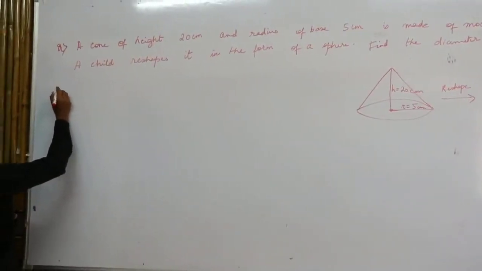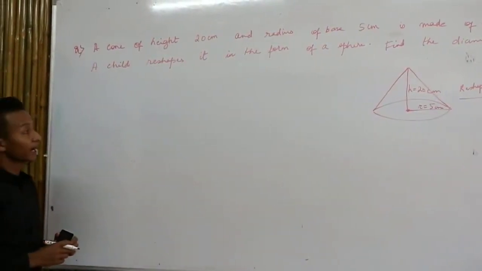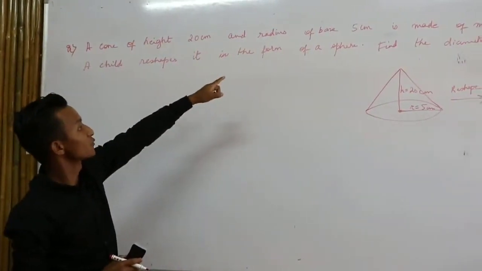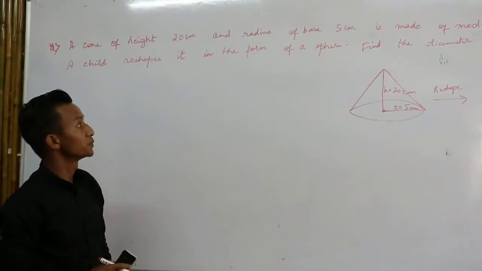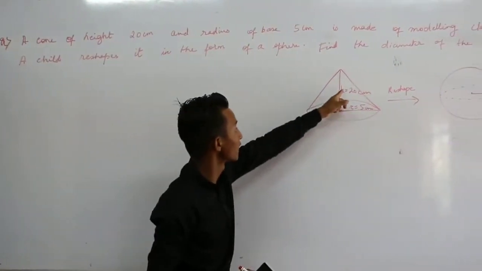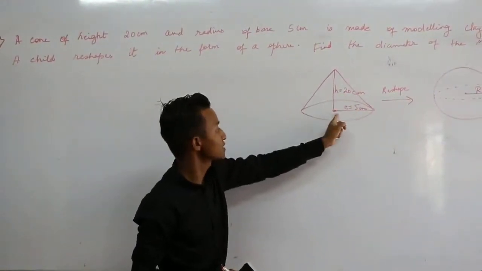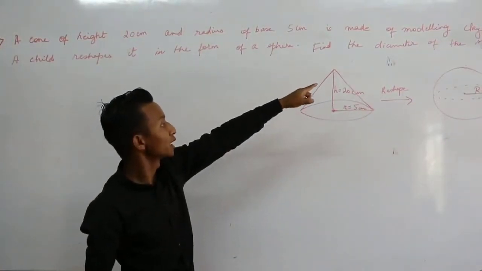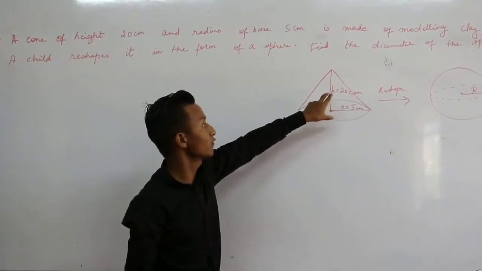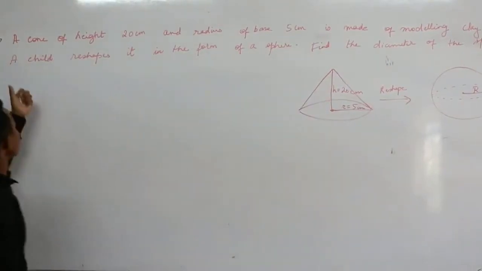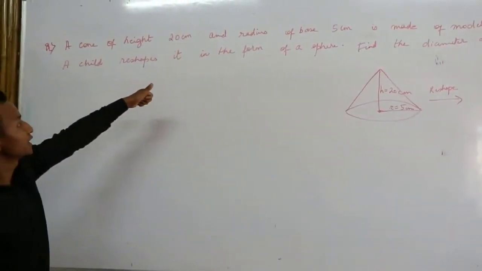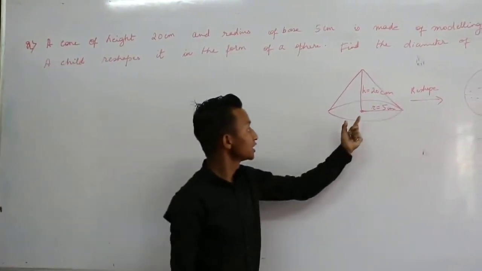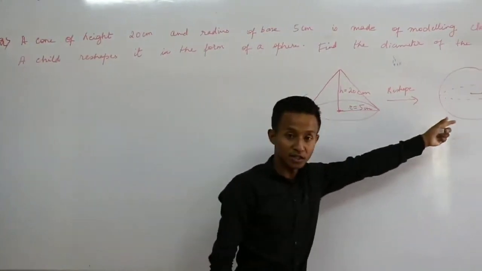So let us start. The question is: a cone of height 20 cm and radius of base 5 cm. So here is a cone of height 20 cm and radius 5 cm. It's made of modeling clay. A child reshaped it in the form of a sphere. So this child changed the shape of the cone into a sphere.